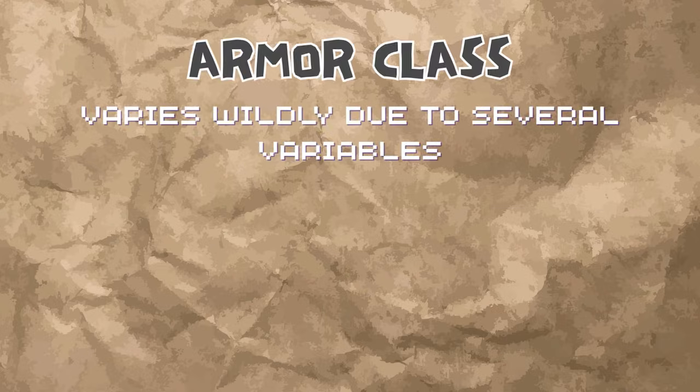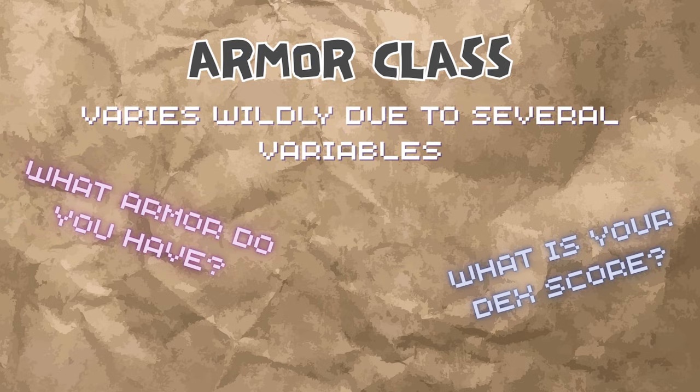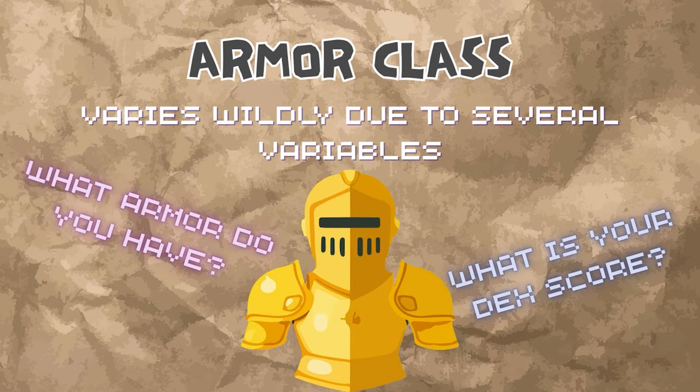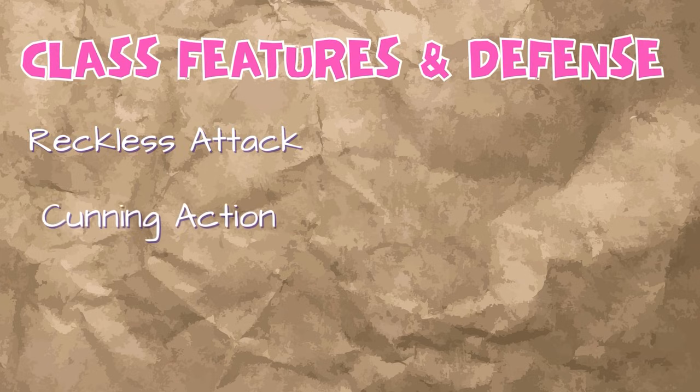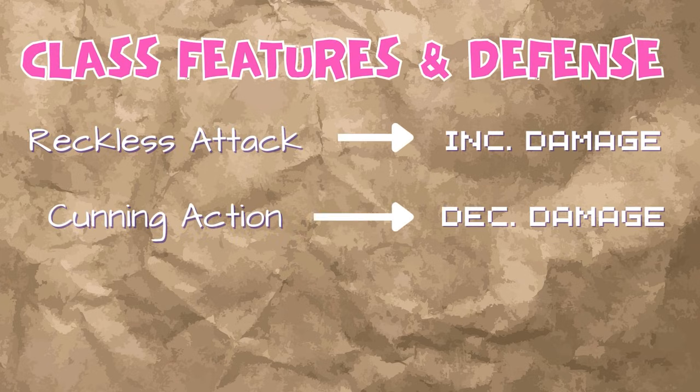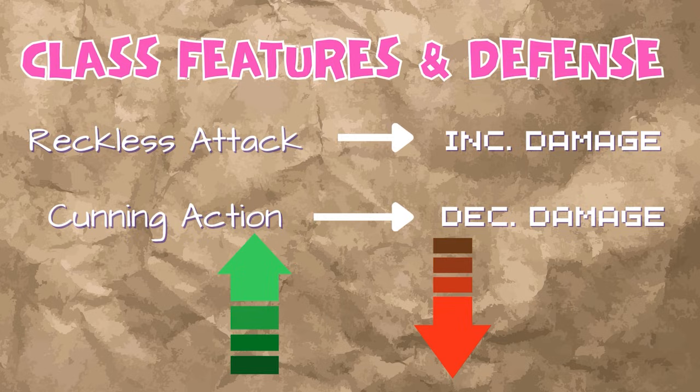AC is going to be a bit harder for us to pin down because it relies on the type of armor and the dexterity score that your character has. But something to keep in mind when you're making your class is if you are making a class that relies heavily on a dex score, you will most likely be giving your character a good AC. And while we are discussing defensive capabilities, you also want to keep in mind class abilities such as reckless attack from the barbarian or cunning action like the rogue has that can increase or decrease the amount of incoming damage that your character might take.